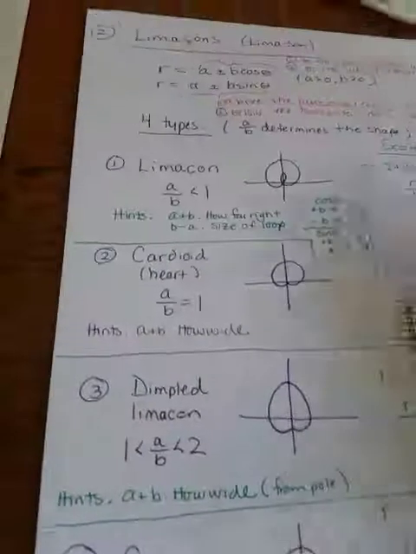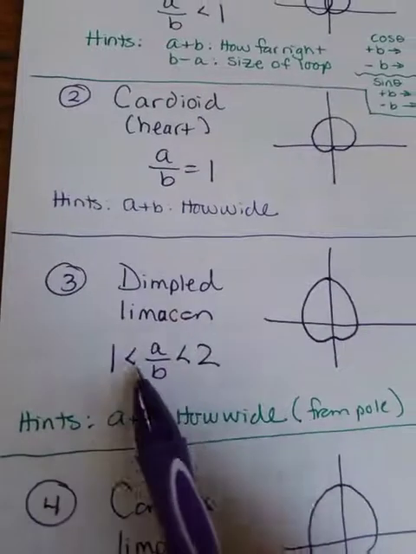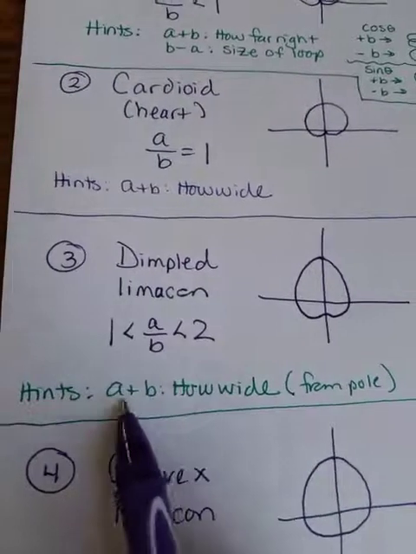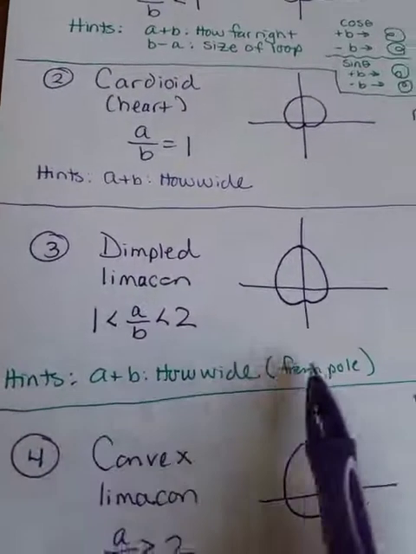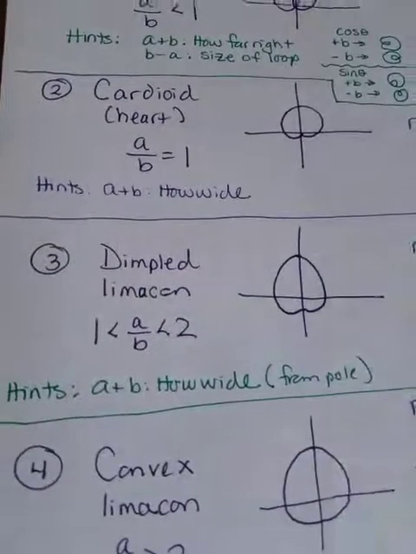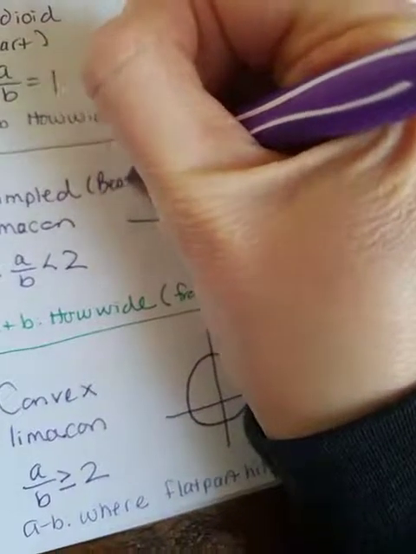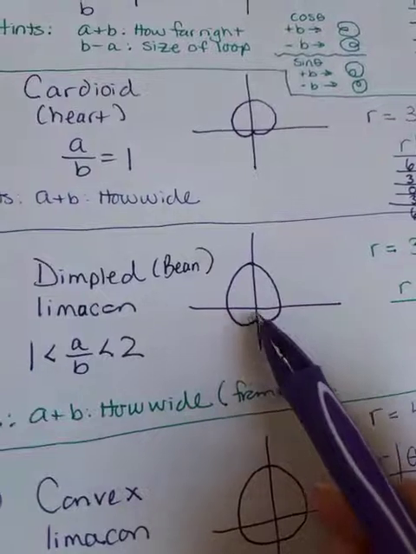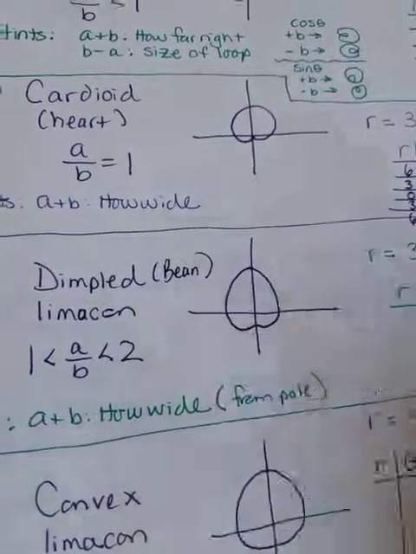The third type, remember these are all called limacons, is the dimpled limacon, and that happens when 1 is less than the ratio A over B, which is less than 2. A hint for this one, again, is A plus B tells you how wide, but from the pole. And some people actually call this one the bean. I guess I'll add that one in. Again, this one's going to dip below the axis this time.